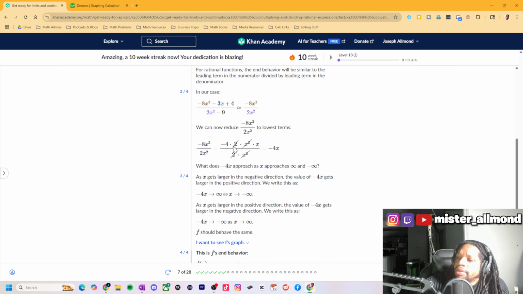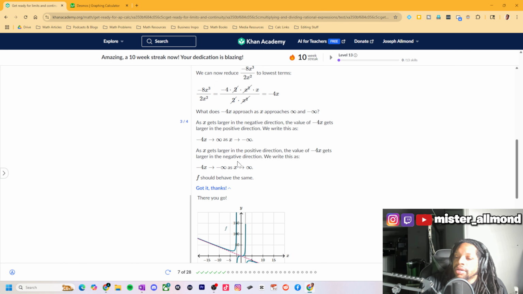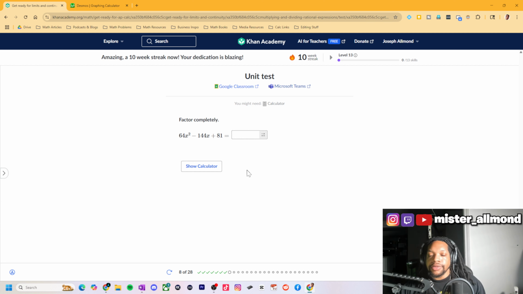Yeah, so they did the same thing. They took the biggest term up top divided by the biggest term on bottom, simplified it down to a negative 4x. And then that negative 4x expression, you've got to see what that does as x gets bigger and bigger and smaller and smaller. All right. We might go to like number 10 or something like that. And then we'll probably get back on another time tomorrow.